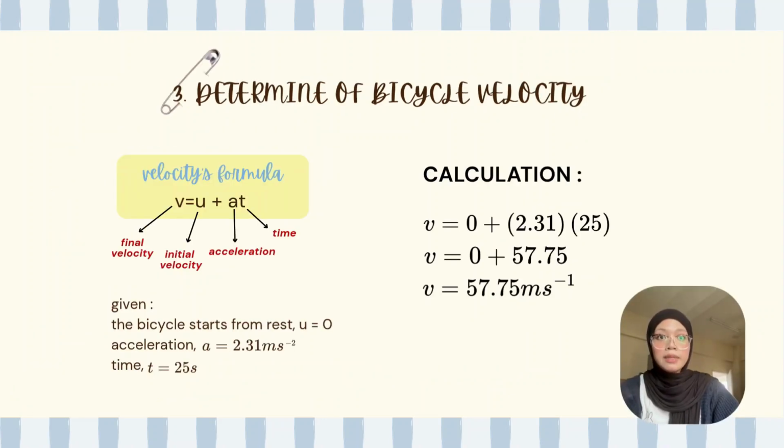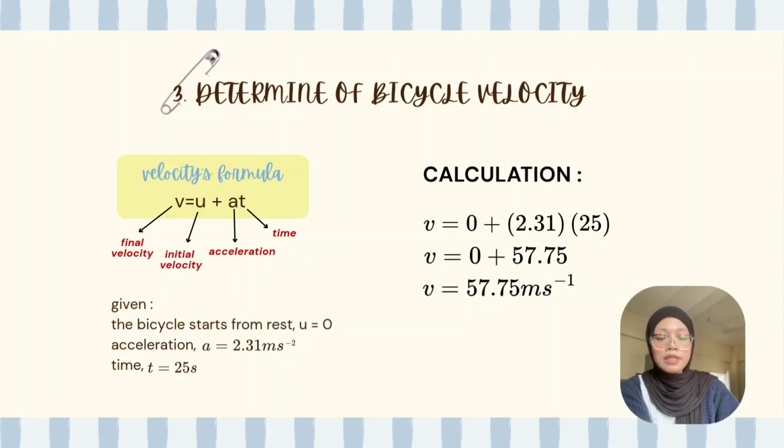Next, I will determine the bicycle's final velocity using the first equation of motion, which is V equals U plus AT. Since the bicycle starts from rest, the initial velocity U is 0 meters per second. The acceleration is 2.31 meters per second squared, and the time taken is 25 seconds. By substituting these values into the formula, we get V equals 0 plus 2.31 times 25, which gives a final velocity of 57.75 meters per second. This means after 25 seconds, the bicycle reached a velocity of 57.75 meters per second.